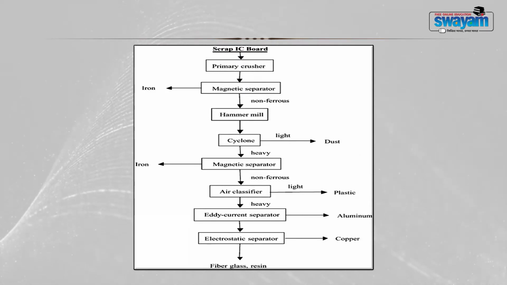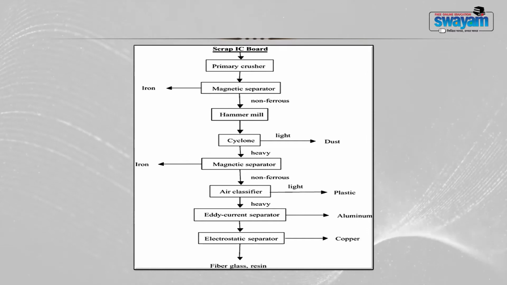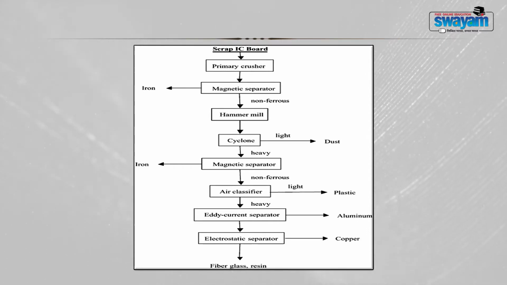Now, here I have given a flow chart which shows how a scrap IC board is treated. Generally, the IC boards, or integrated circuit boards, are subjected to primary crushers. Once they are crushed into smaller size, they are subjected to a magnetic separator. As I told you earlier, the magnetic separator helps in separation of metallic items.